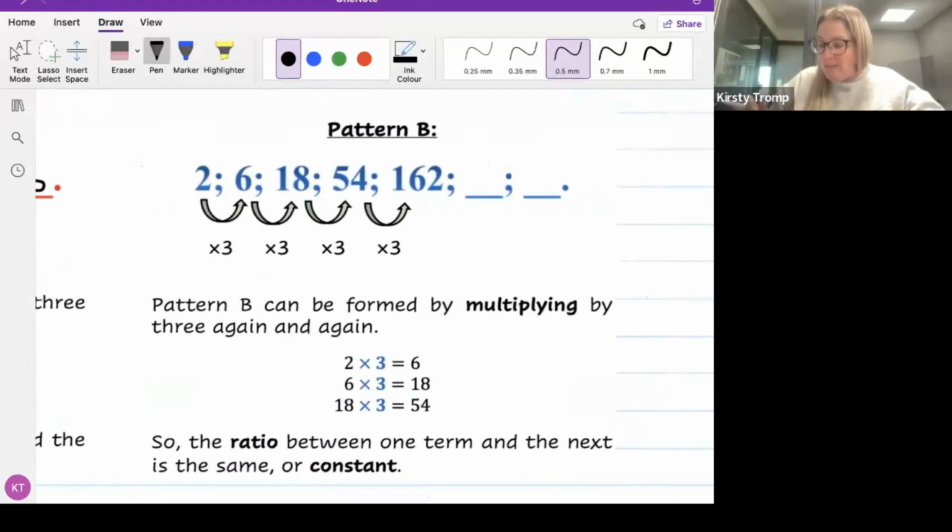What's happening with pattern B? I've got 2, 6, 18, 54, 162. So what did I do to 2 to get to 6? I multiplied by 3. Good. What do I do to 6 to get to 18? I multiplied by 3, and by 3. So my constant here is going to be that I am multiplying by 3.